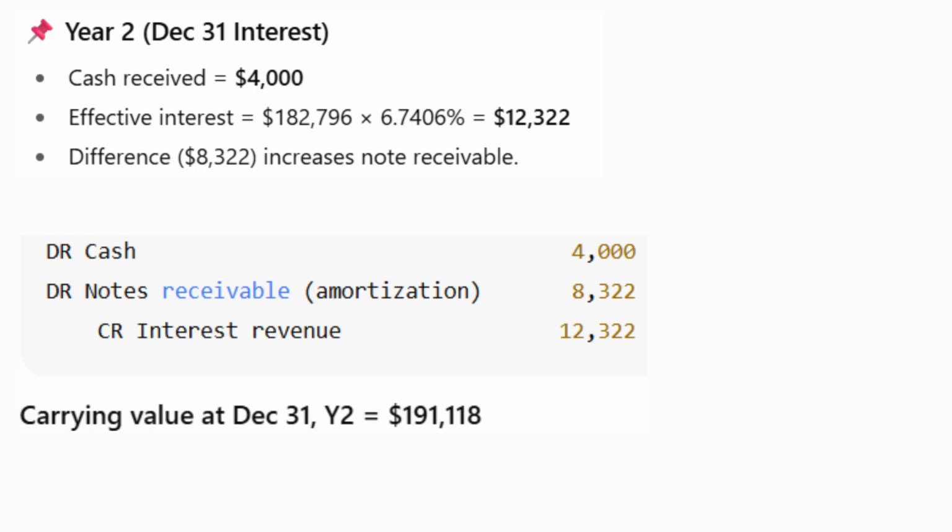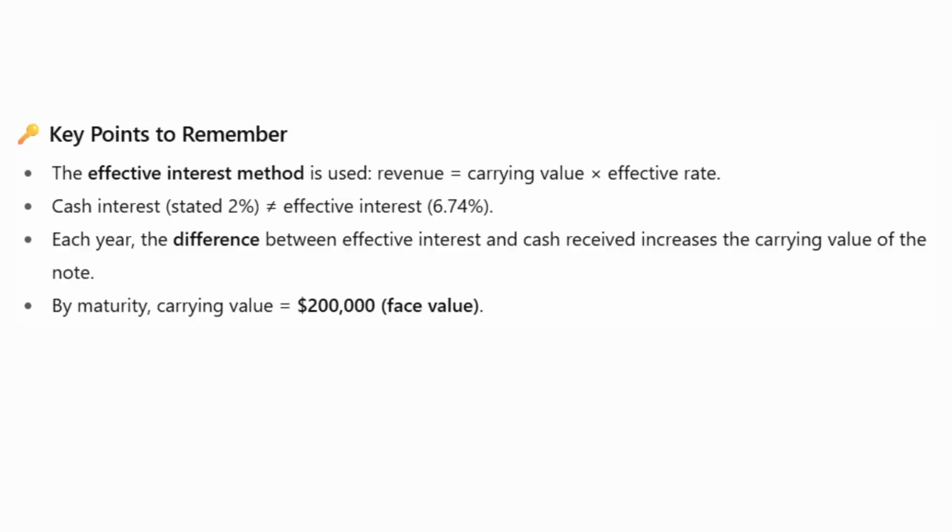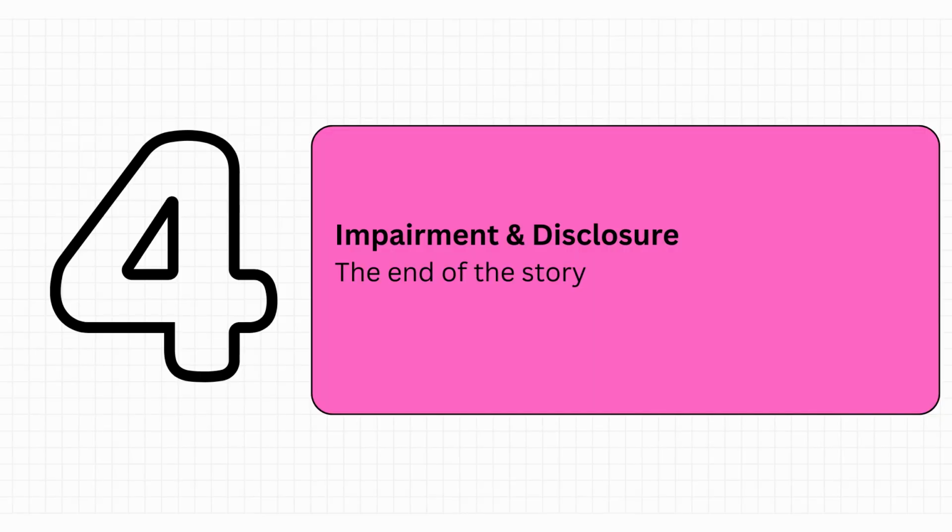What happens when the note is settled, sold, or otherwise removed? Both IFRS and ASPE require derecognition when the rights to cash flows expire, are collected, or when the receivable is transferred and substantially all the risks and rewards pass to another party.